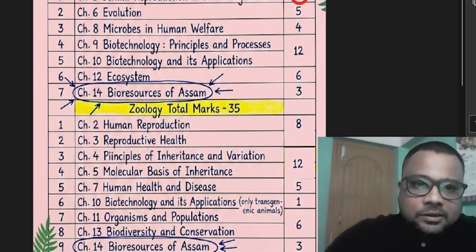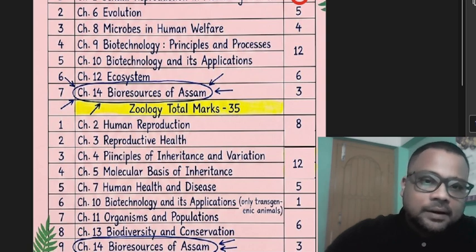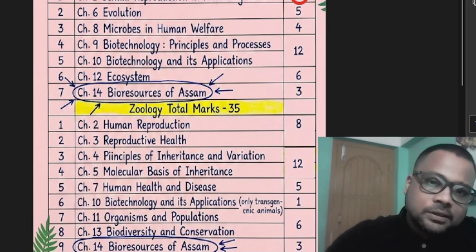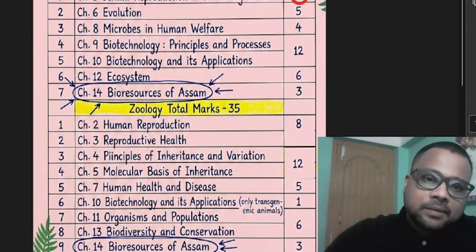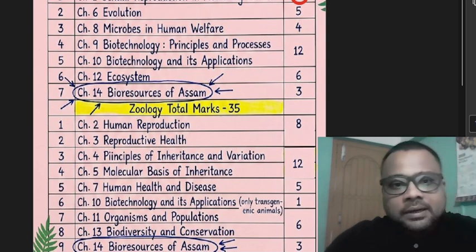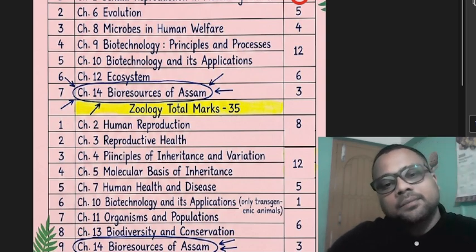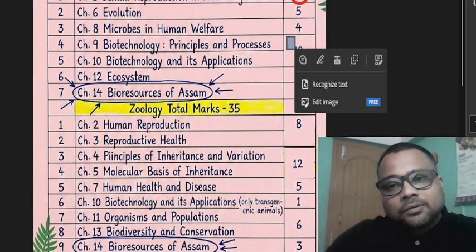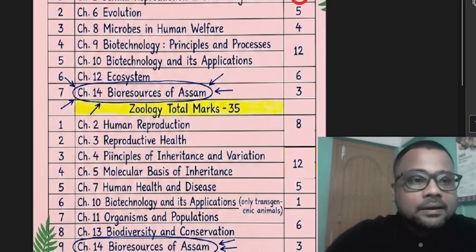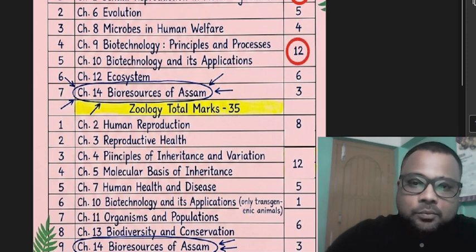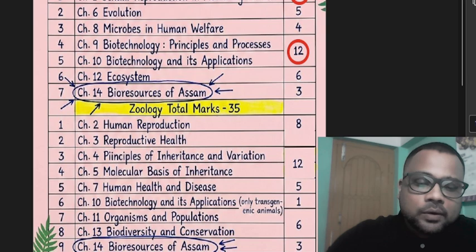Now, next, these two chapters, chapter 9 and chapter 10, that is biotechnology principles and processes, and biotechnology and its applications. In one chapter, you are going to learn about all the tools and techniques, and in another chapter, that is chapter 10, you are going to learn about the applied part. So these two chapters in combination will give you 12 marks, right? So this figure and these two chapters are very significant, very important.